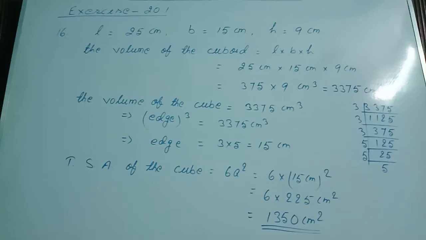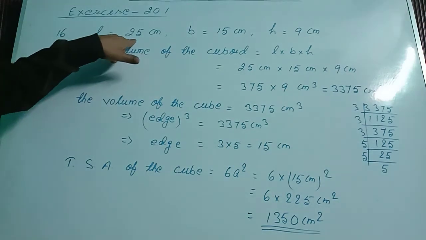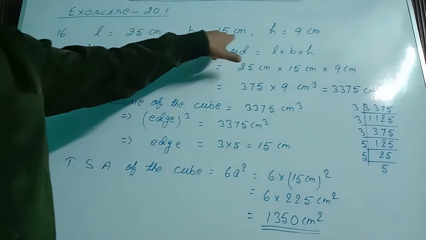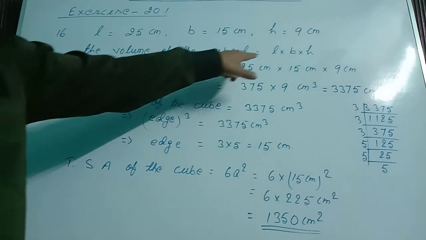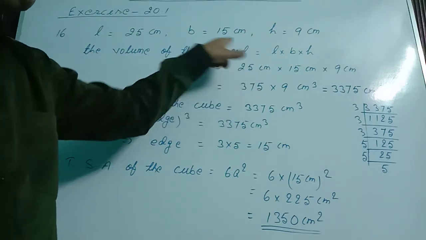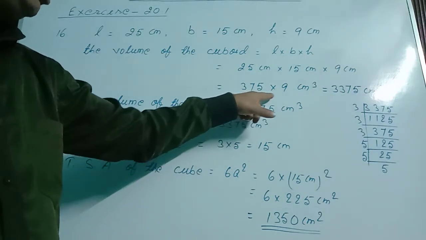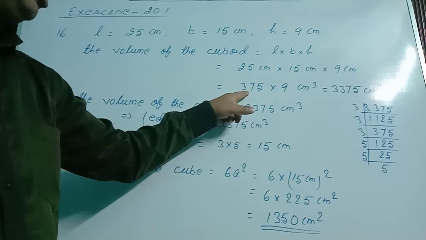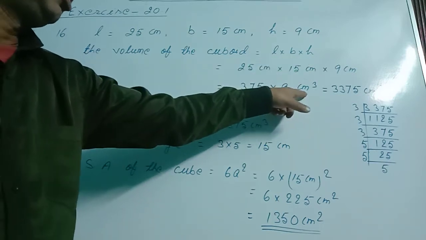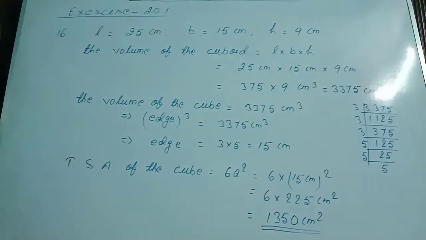So for that, here I have written the given information: length is 25 centimeter, breadth is 15 centimeter, and height is 9 centimeter. The volume of the cuboid is L times B times H, 25 centimeter into 15 centimeter into 9 centimeter. I got 375 into 9 centimeter cube. This multiplication, 375 into 9, became 3375 centimeter cube.